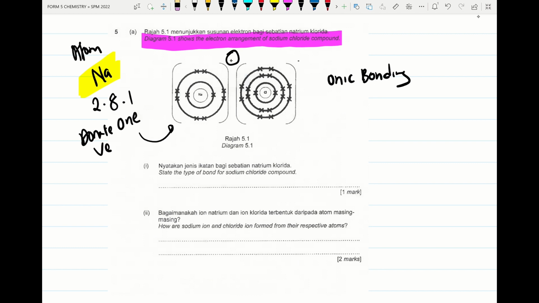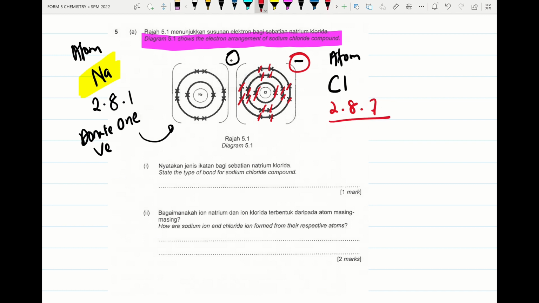Now we check here, we have a chloride ion, so the charge is -1, so we take the chlorine atom here. We check the first shell 2 electrons, the second shell we have 8 electrons, and the valence shell we have 8 electrons, so 8 -1, we will get 7. So the electron arrangement of the chlorine atom is 2.8.7. This chlorine atom is a non-metal, and therefore it will accept 1 electron from the sodium atom.